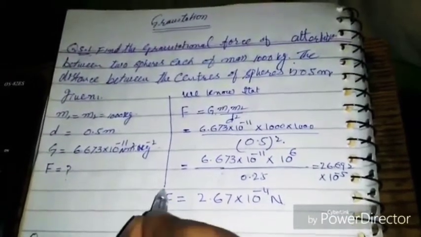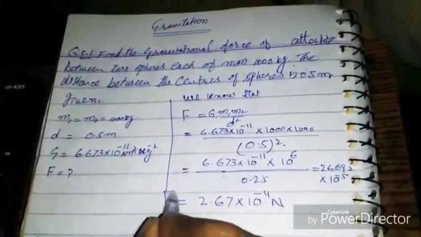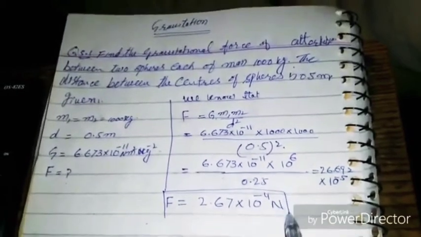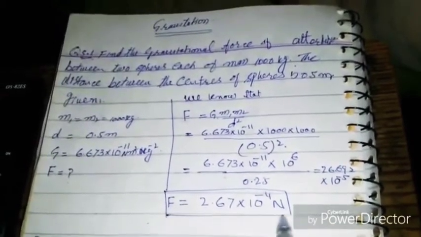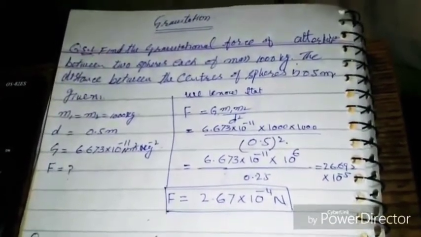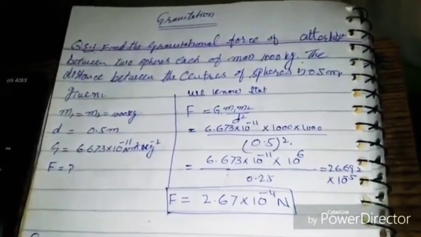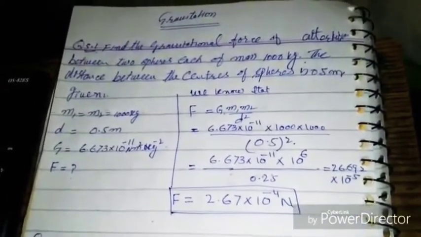This is the required answer, which is asked to find the force of attraction between the two identical spheres of mass 1000 kg each.